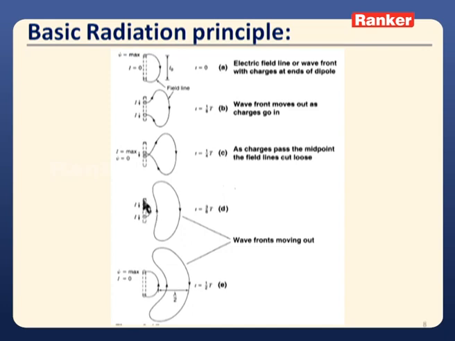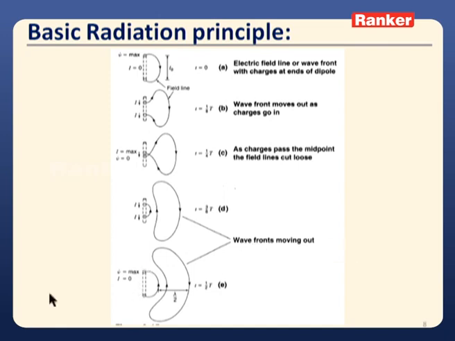Whenever the electric field changes its direction, the previous one is detached and goes into free space. As the time moves on, this will bulge, or you can simply imagine smoke, and like smoke, this particular field goes into free space as an electromagnetic wave. This is called a wavefront. This wavefront moves out from the dipole.